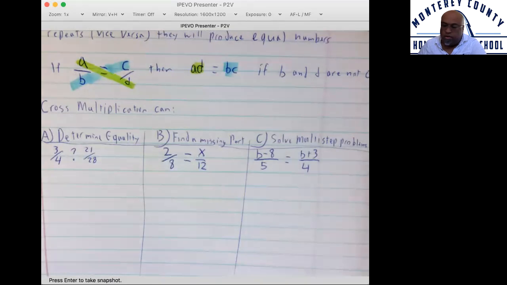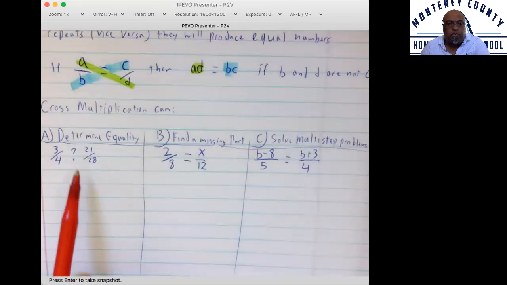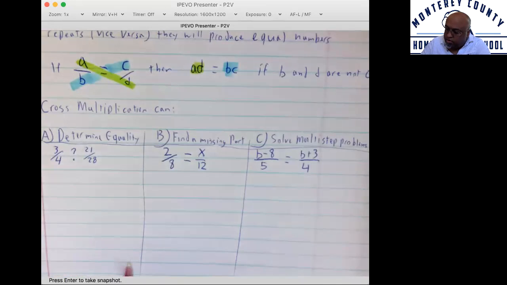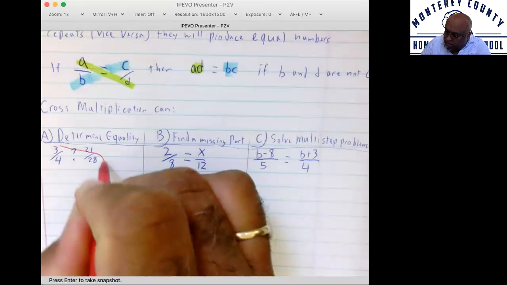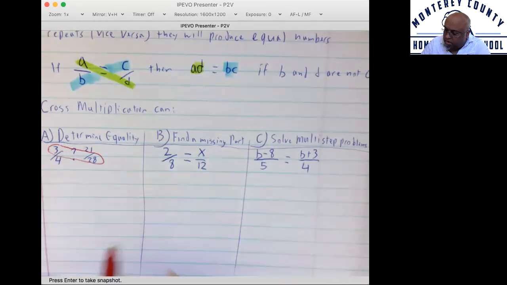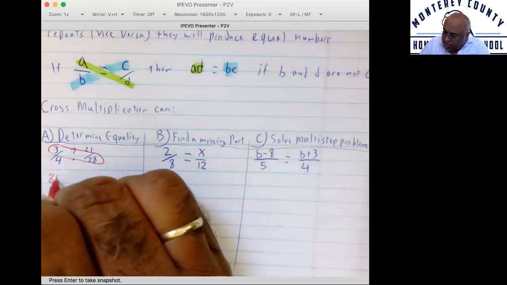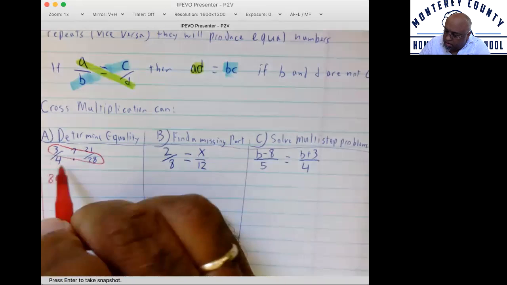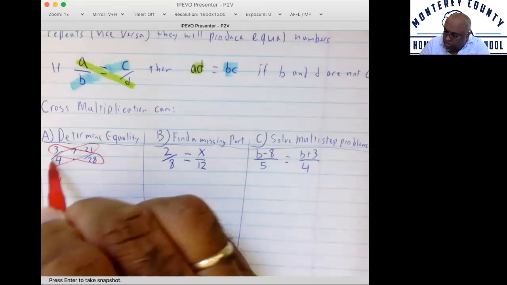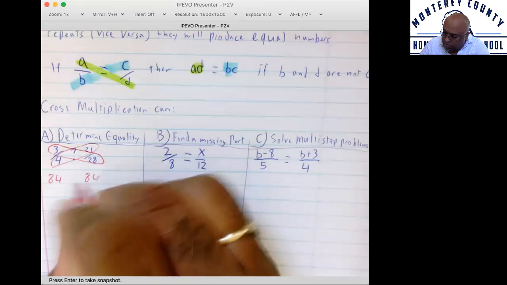Okay, let's go ahead and follow the steps. So I have two ratios here. I want to see if they form a proportion. I don't know here if they're equal because it tells me question mark. So let's try. Let's multiply numerator times denominator. 3 times 28 is 84. Now, denominator times numerator. 4 times 21 is 84.